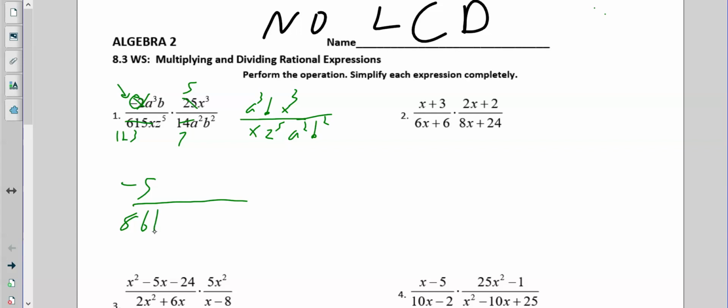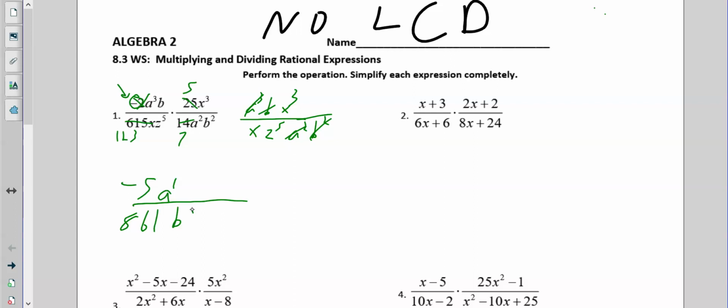Now, my A's. Well, I have 3 here and 2 here. Where do I have more? On top. How many more? 1 more. You don't have to put the 1, but just for illustration. Most of us go in alphabetical order. Doesn't really matter. So I have b squared and b. Where do I have more b's? On the bottom. How many more? 1.